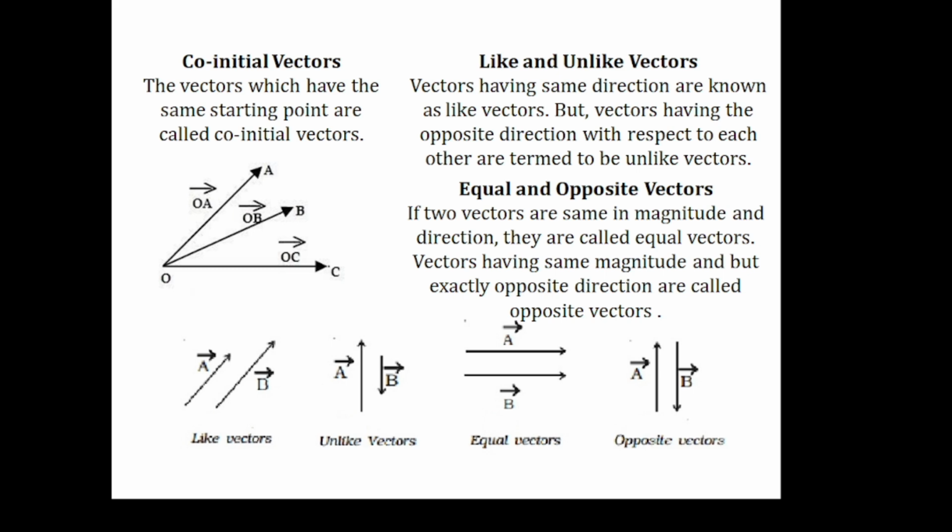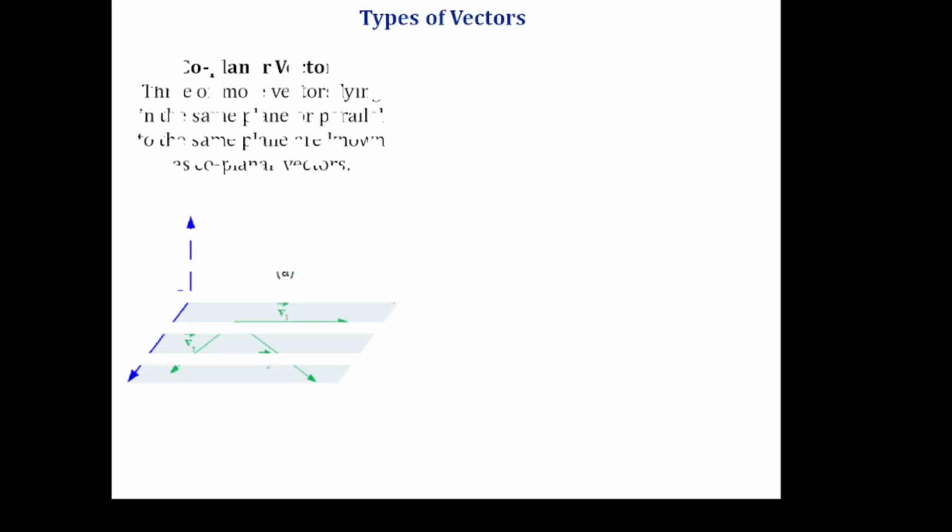And what are equal and opposite vectors? Equal vectors mean having the same direction and the same magnitude. That is called an equal vector. And what is an opposite vector? It means having the same magnitude but opposite in direction. These are called opposite vectors.